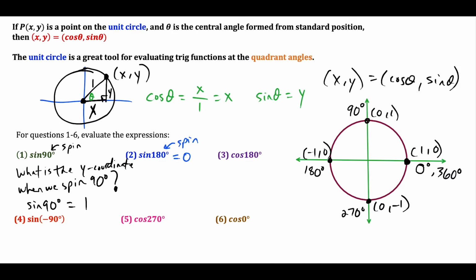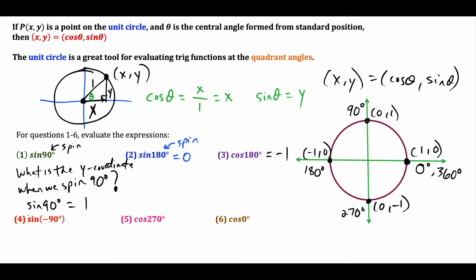And now if we move down the list here, cosine of 180 is similar to question 2, but I'm spinning 180 to the point negative 1, 0. But now if I'm looking for cosine of 180, I'm trying to look for what is the x value at this location. And the x value when I spin 180 degrees is negative 1. So that's going to be our answer to 3.